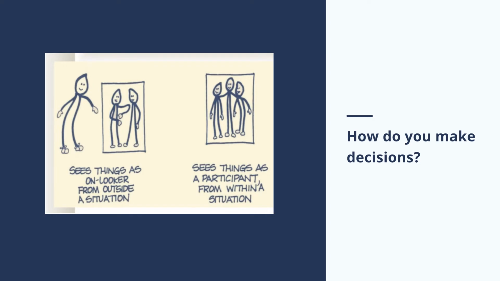So next, let's look at how you're making decisions. Do you see things as an onlooker from outside of a situation, really objective? Or do you see things as a participant from within a situation, putting yourself in the other person's shoes?